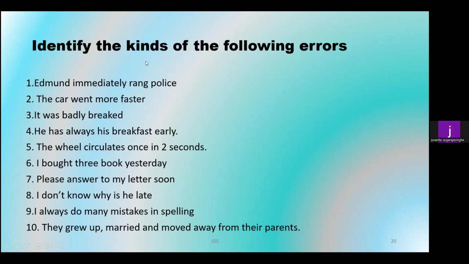Now go through these examples. You do it yourself. First, I'll give you 2 to 3 minutes. Try to do it on your own. Just note it down. Now, Edmund immediately rang police. What kind of an error is it? You just put number 1 and mention the type of error. That's it. Likewise, do all the 10.